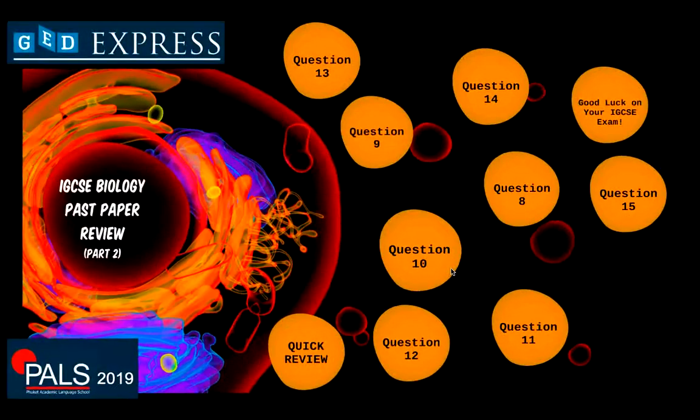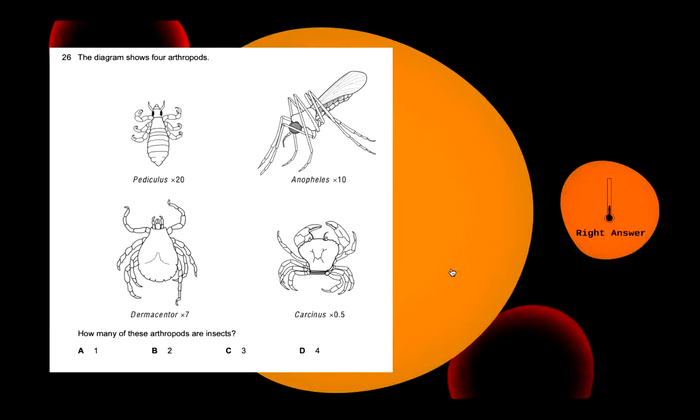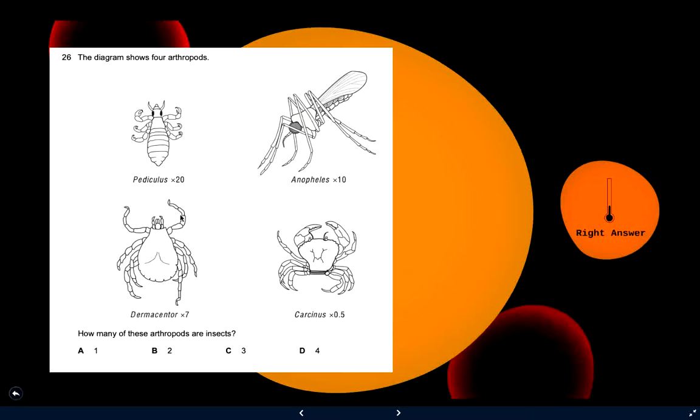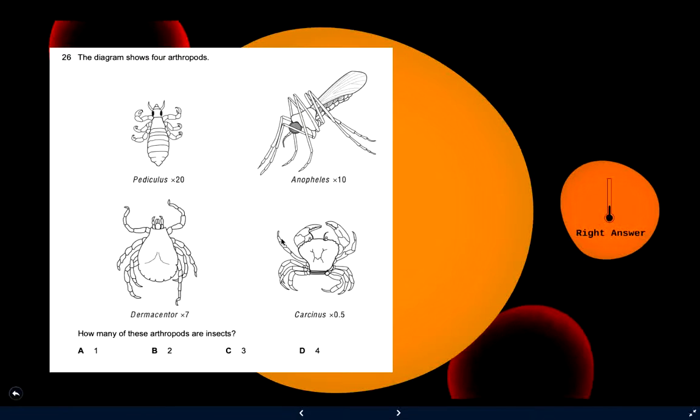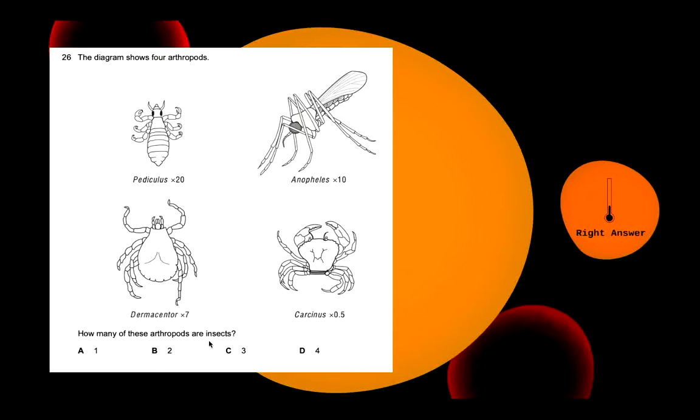Now, let's continue answering the past paper for IGCSE Biology. Let's have question 8. The diagram shows 4 arthropods. These 4 animals are considered arthropods, but in terms of their classes, they are not the same. So how many of these arthropods are insects? Or how many belong to class Insecta?